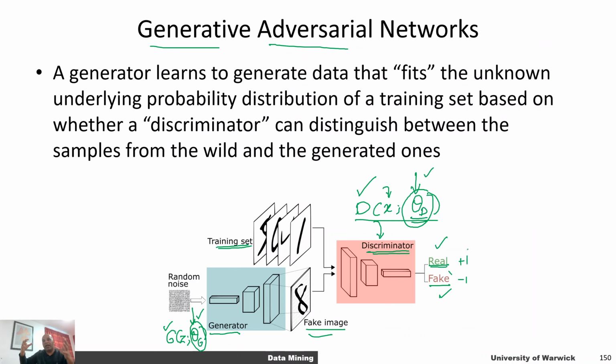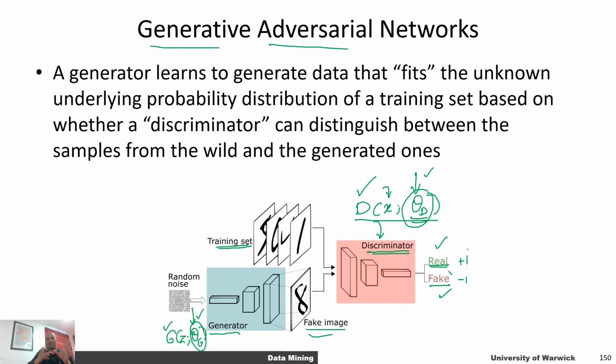Okay, and if we train both the discriminator and the generator like this, with these goals, what we should expect at the end is that the generator would learn to generate data that fits the unknown underlying probability distribution of a training set. And if the generator has been trained perfectly, the discriminator is not able to discriminate between images in the wild, or the real images, and the generated ones.